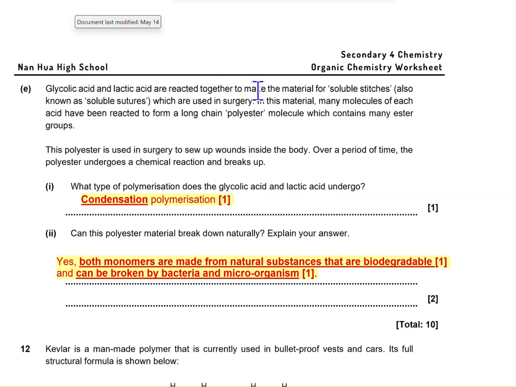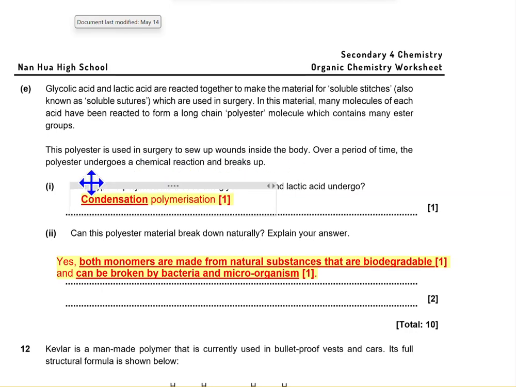They are reacted together to make material for soluble stitches, used in surgery. So it's like soluble threads that can dissolve by itself. So in this material molecule, each acid will be reacted to form a long chain polyester molecule. All right, and then it's used in surgery to sew up the wounds inside the body. For example, in the internal organ, they use this to sew up. Over a period of time, the polyester undergoes chemical reaction and breaks up.